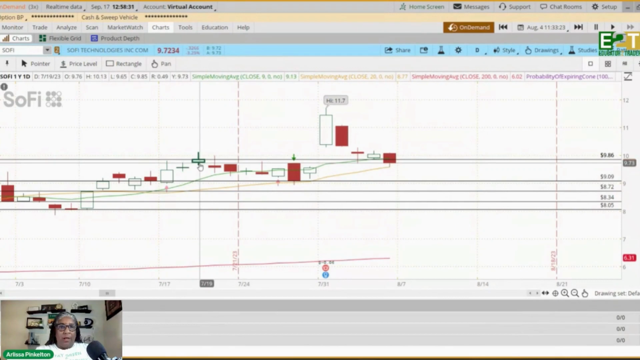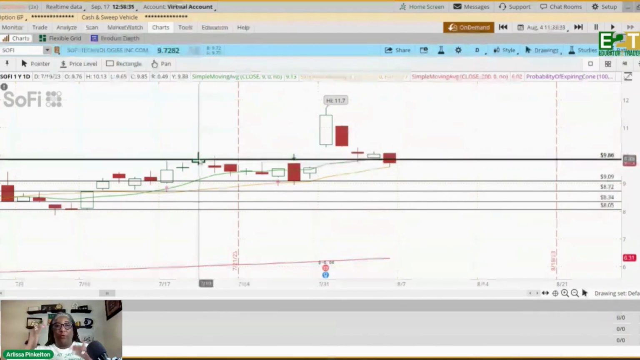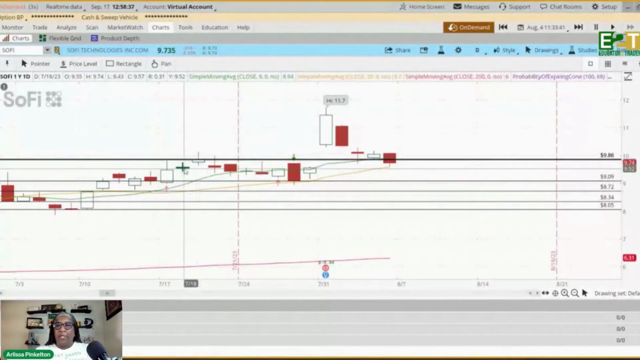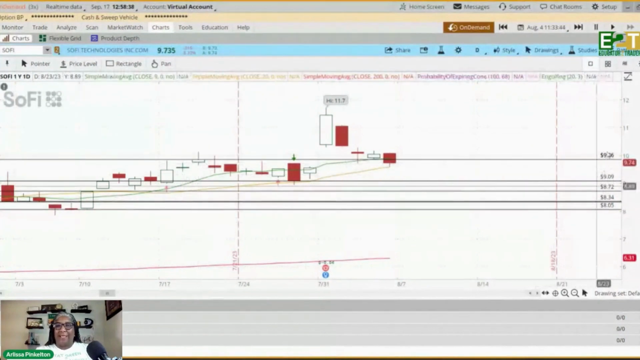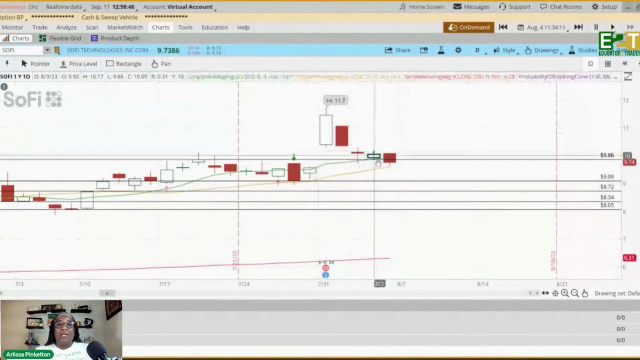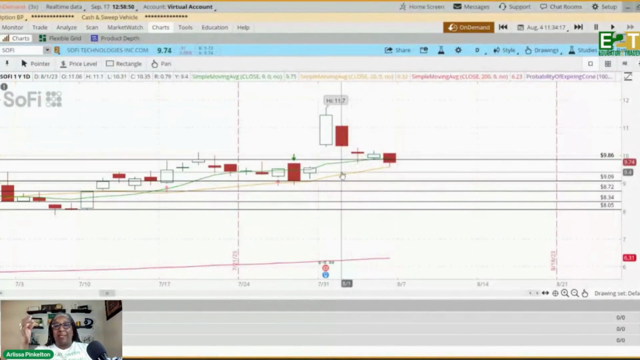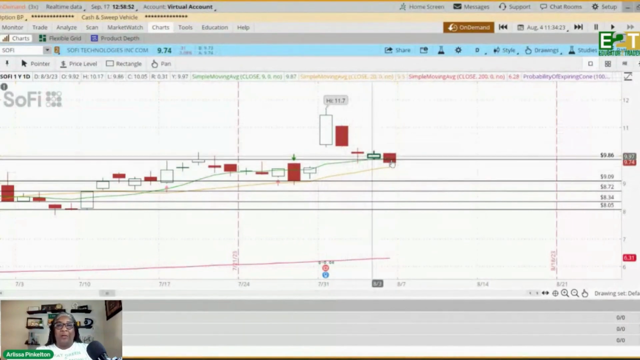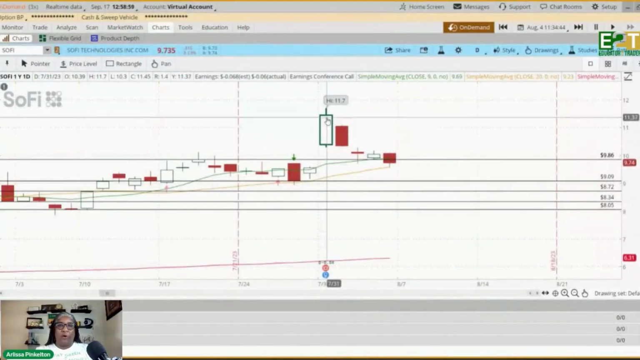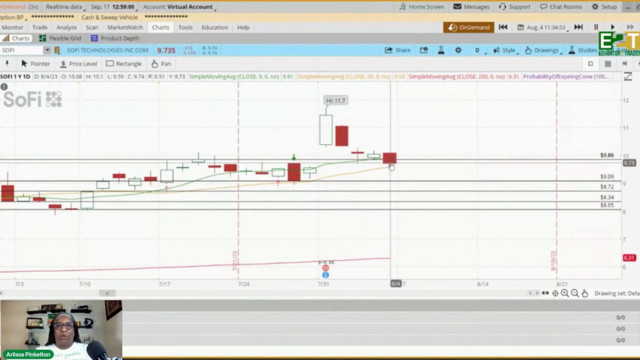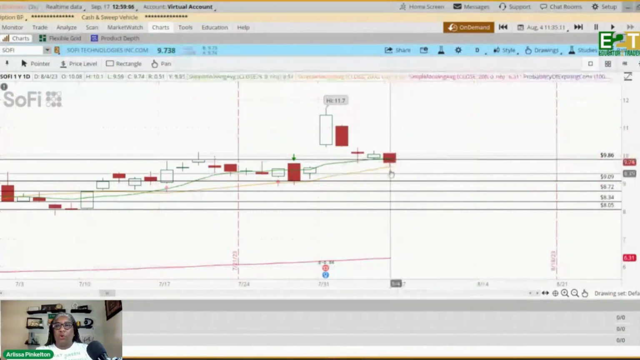Notice back here on July the 19th, there is a resistance and/or support, they can be interchangeable, area right here at $9.86. Once this stock price surpasses or comes below the $9.86, we can now look for a shorting opportunity. So if I had earnings back here on July 31st where it popped up and then it dropped and has fallen back down into and now below this zone, we can look here for a shorting opportunity.